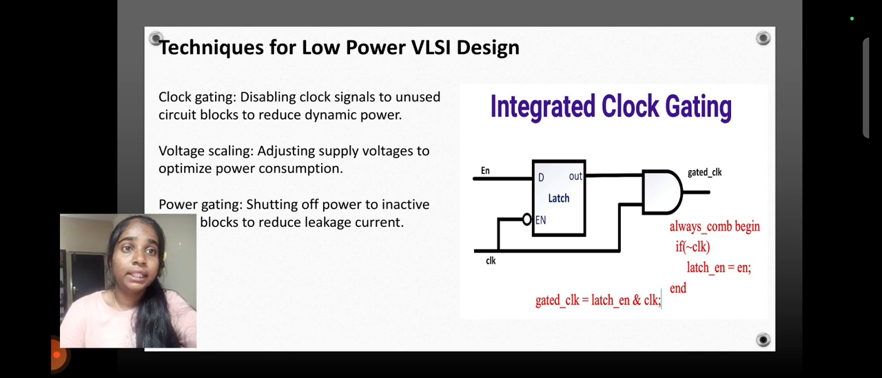Integrated clock gating is where we take a D latch which has an enable, and the clock is connected to the latch. The output is connected to an AND gate, and the final output is given as the gated clock, which has the code: always begin, if the not of clock, the latch enable is equal to enable, and the gated clock will be equal to latch enable multiplied with the clock.